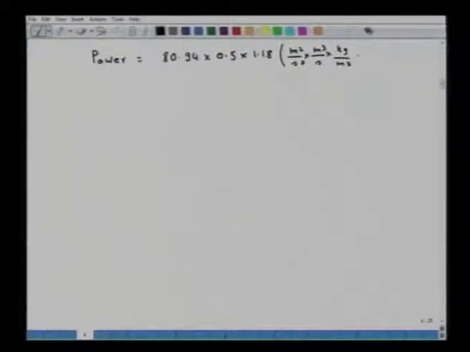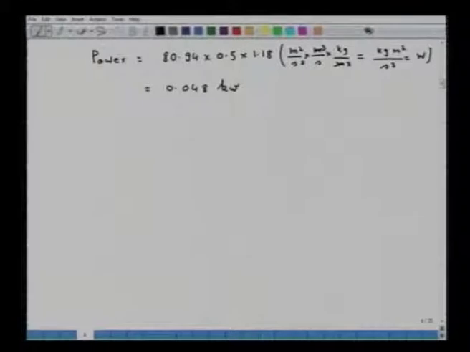So, from here the dimension which emerges, this gets cancelled. So, the emerging dimension is kilogram meter square upon second cube, and all of you know this is the dimension of watt. So, that is how we get the wattage, and from here we will get 0.048 kilowatt.